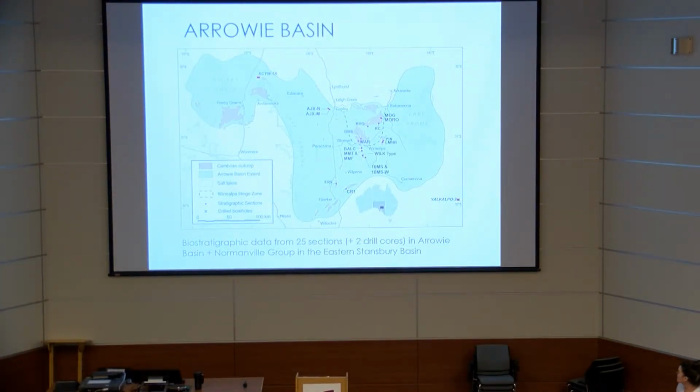So this is the Arrowie Basin, and these are all the places where we have measured stratigraphic sections or taken drill cores. In total now, we're looking at around 25 different measured sections and drill cores from the Arrowie and the Stansbury Basins. We have subsampled a select few of those for carbon and oxygen isotopes. So we have biostratigraphic and chemostratigraphic data from the same horizons and the same sections, which means it's very easy for us to correlate those two data sets.